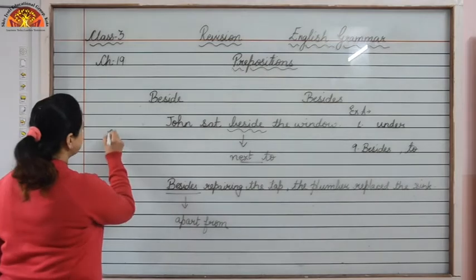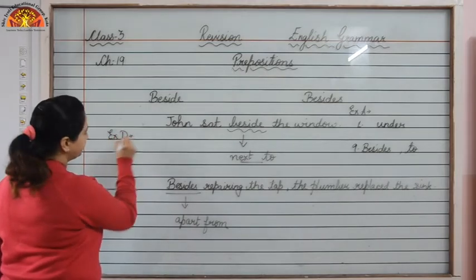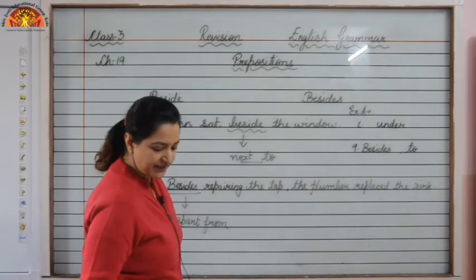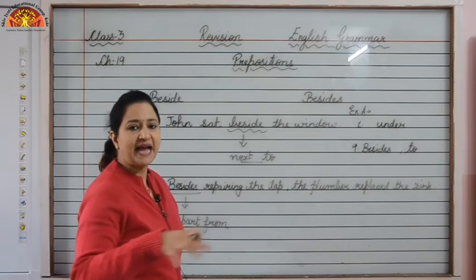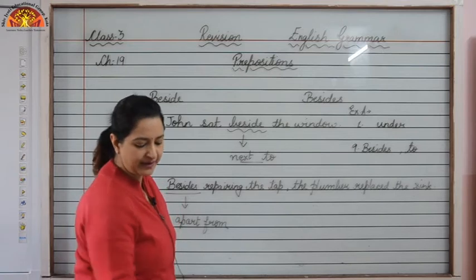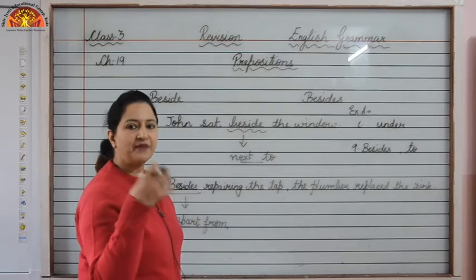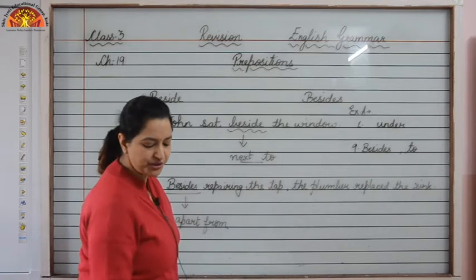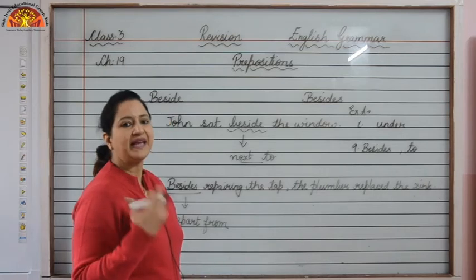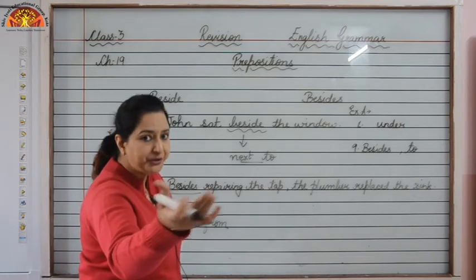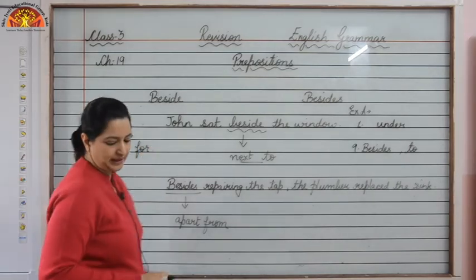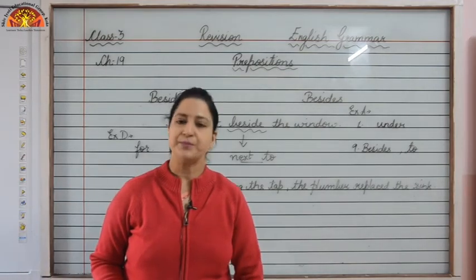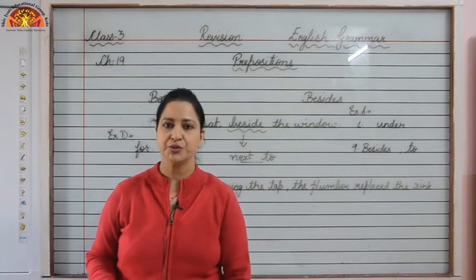Exercise number D, page number 80. Number 3: what can I do dash you? Here a help box is given, so you have to select the correct preposition, so it will be for. What can I do for you? So here for will come. Now I think prepositions are very clear to you all.